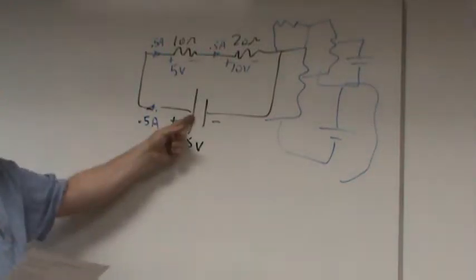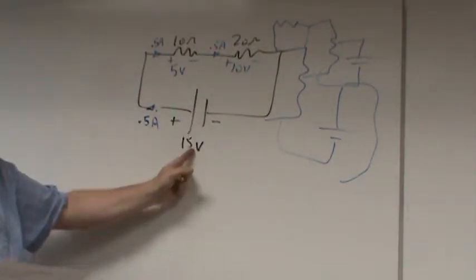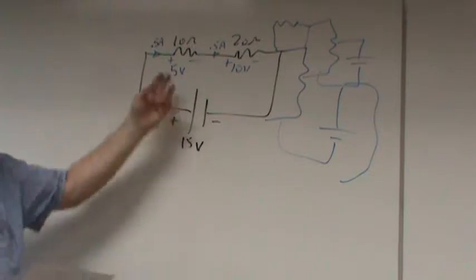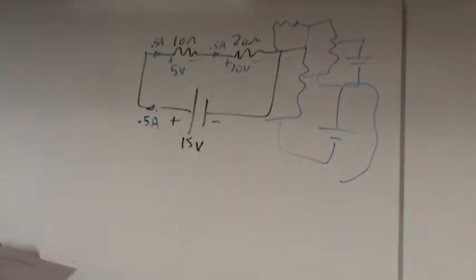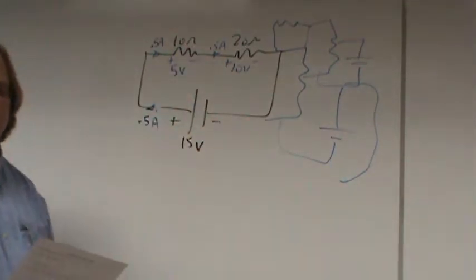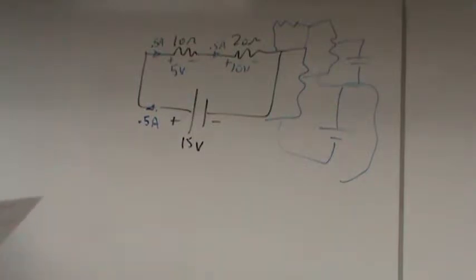A battery always makes sure that the positive terminal is however many volts it is higher than the lower terminal. But the resistor is a different story. The voltage drop across the resistor is determined by the direction of the current.